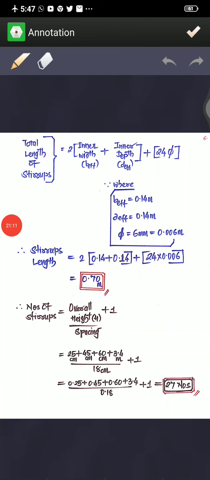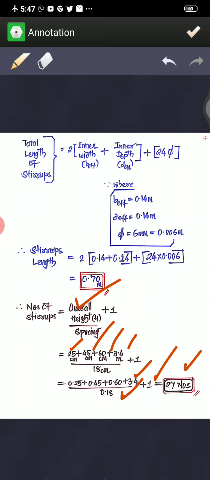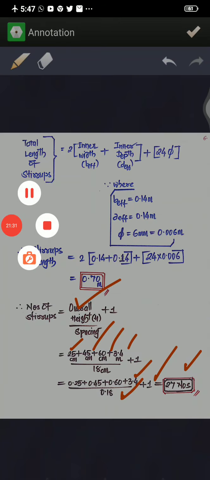Here I have shown that the overall height, that is 25 plus 45 plus 60 plus 3.4, written in terms of meters, divided by 0.18 meter, the spacing they have given, plus 1, gives 27 stirrups. So the length is 0.70 and the number is 27 stirrups.